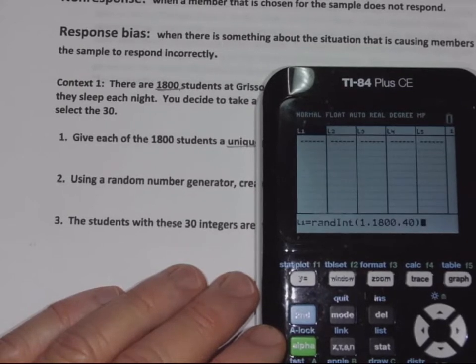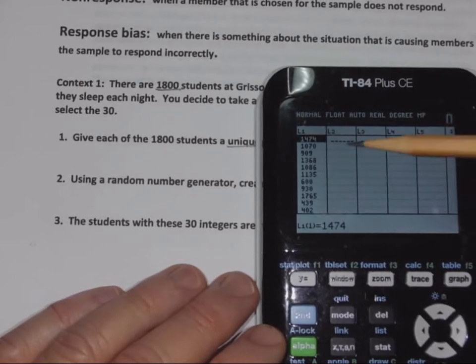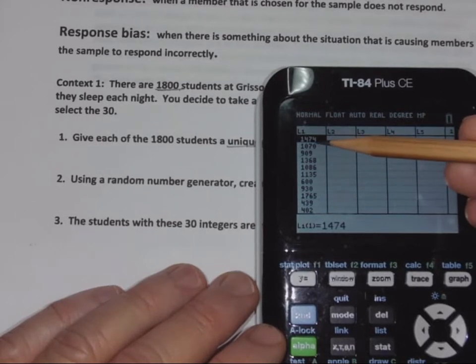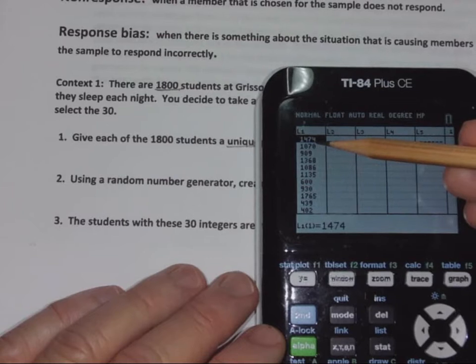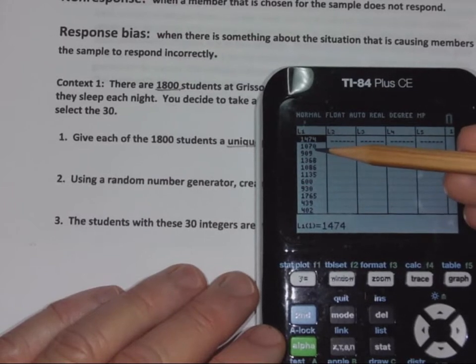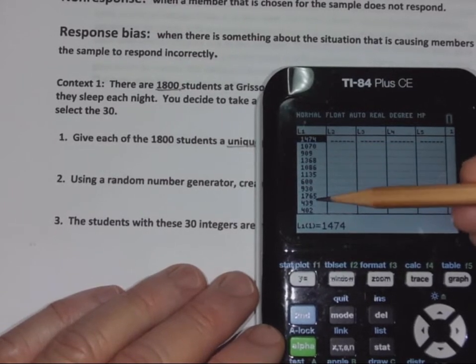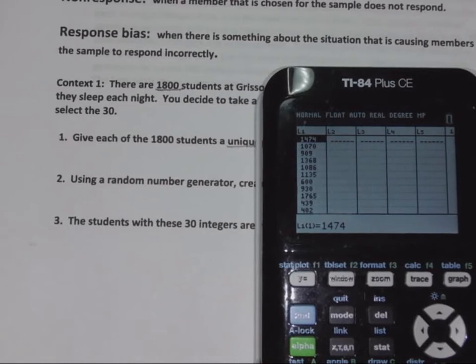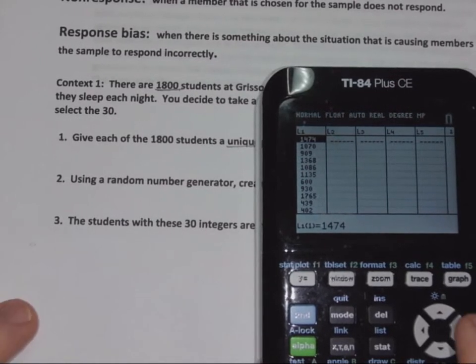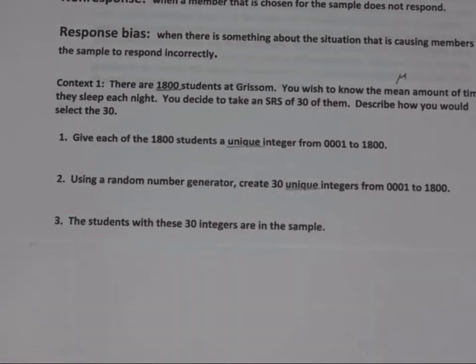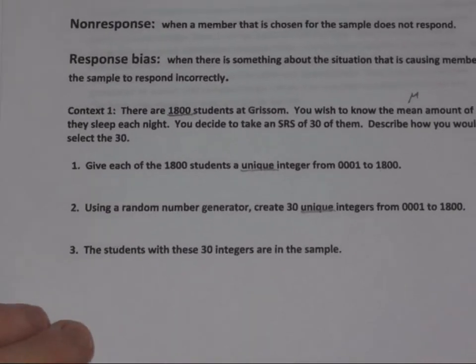And so I hit paste. And so there we go. The person that has label 1474 is in the sample. That has 1070 is in the sample, and I keep going until I get 30 of them. And so that's how you would use random integer with your calculator. So that is on the exam every year, and you're going to get that right. It's not hard to do.